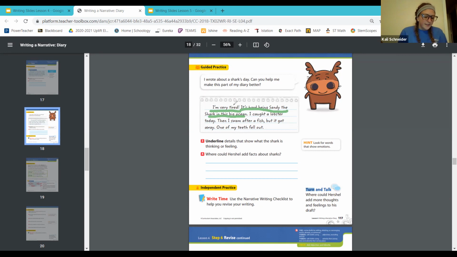All right. Before we go into step 4, let's go ahead and talk about who is the main character in this diary entry. Did he introduce himself? Yes.